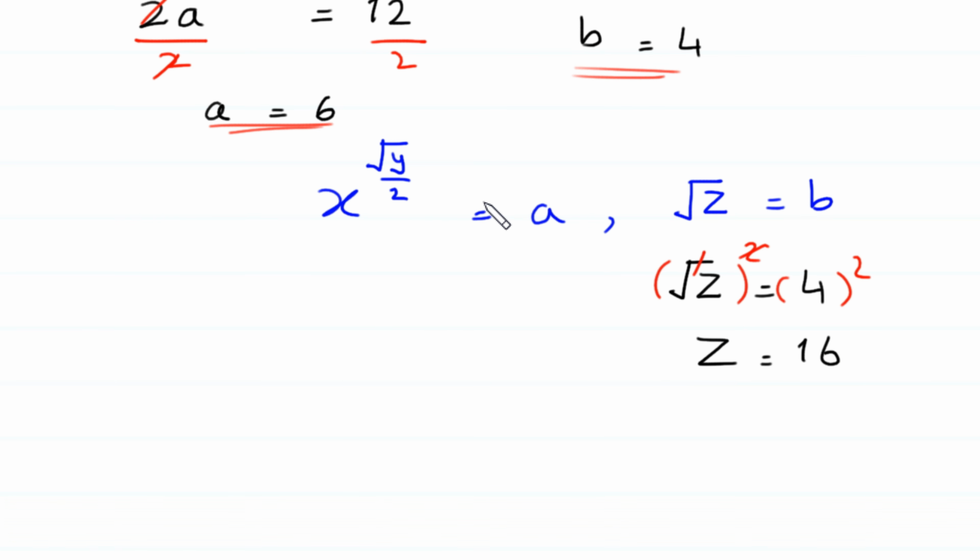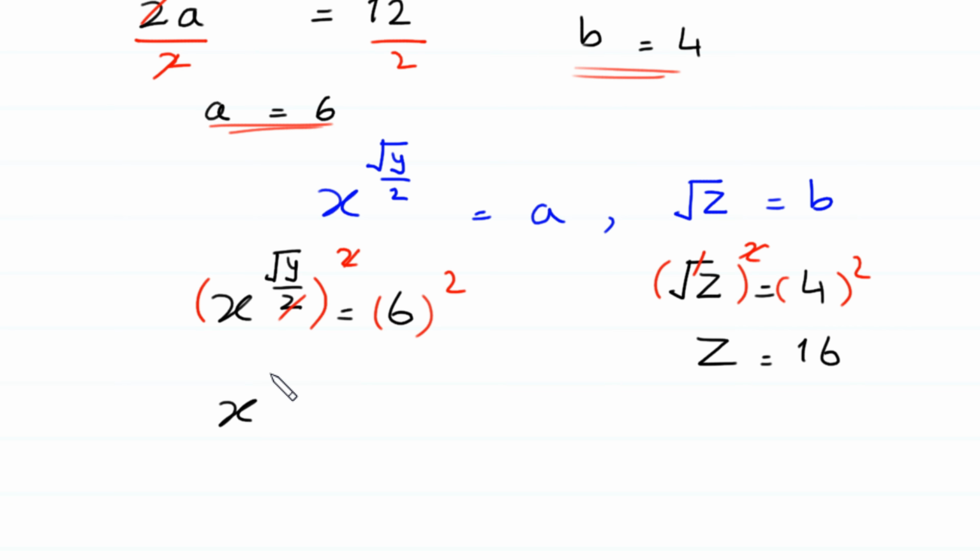Now in this equation we put the value of a, 6. x to the power square root of y over 2 is equal to the value of a, which is 6, and we take square of both sides. This square will be cancelled with this 2, and here is left x to the power square root of y is equal to 6 square.